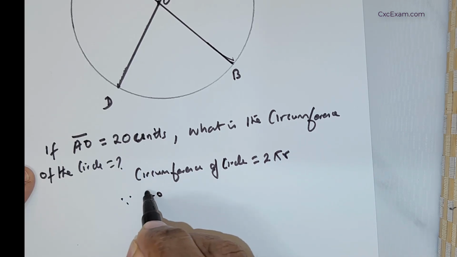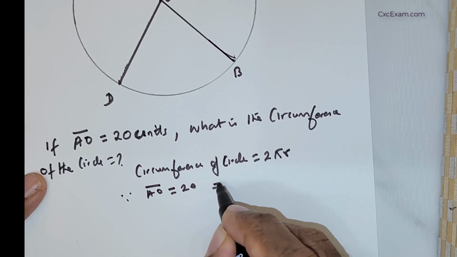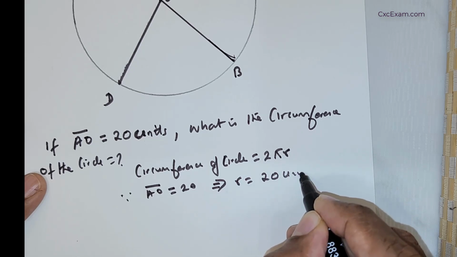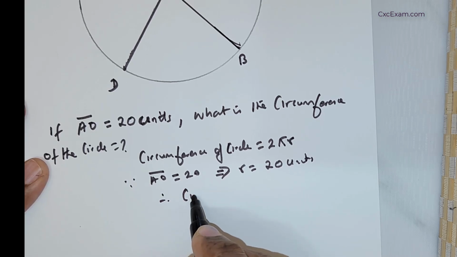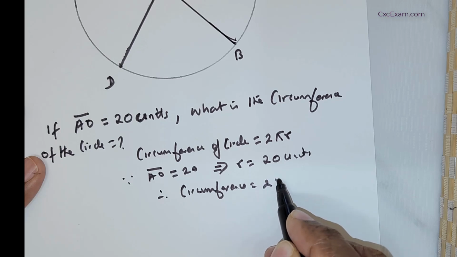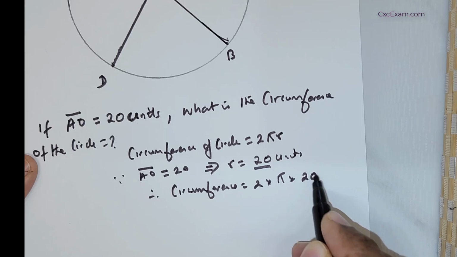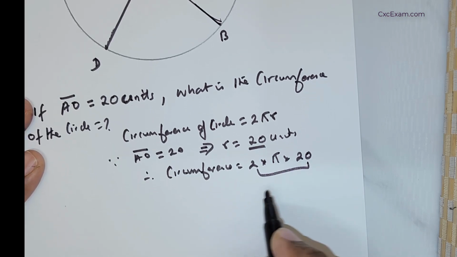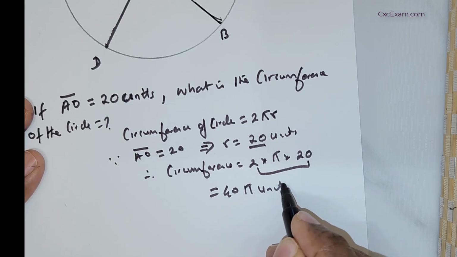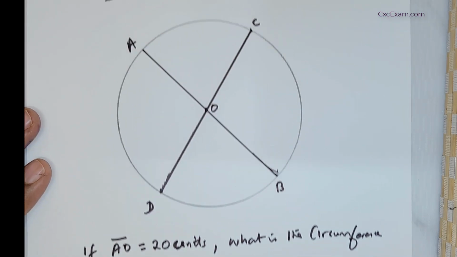Now, since AO is 20 units, this means we have a radius of 20 units. So therefore, the circumference is going to be 2 multiplied by pi multiplied by the radius, which is 20 here. So 2 times 20 will give me 40 pi units. So this is the solution to this question.